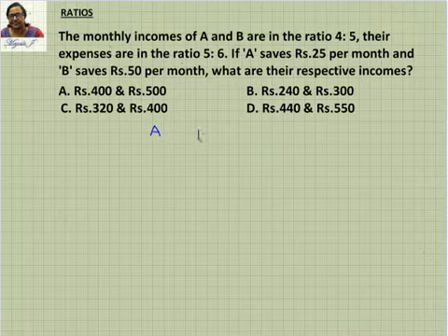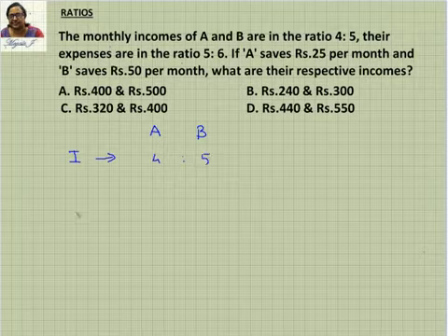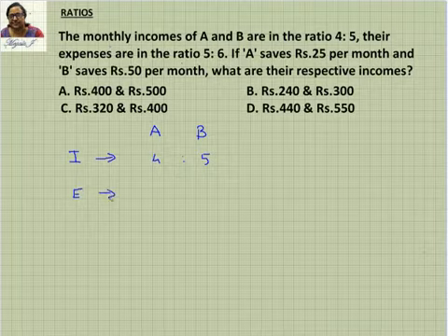Now you're going to write for these two values given here. A and B are the two people, and what is given here is the income part, which I'll write as I. The income of A and B ratio is given as 4:5. Next is expenses, and I'm going to write these ratios as 5:6. And now the savings.